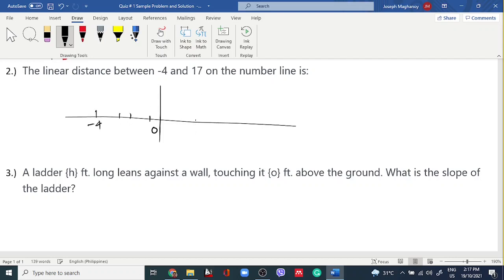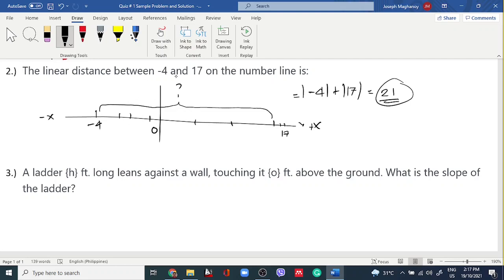And this is 17, this is 5, 10, 15, 16, 17. So this is 17. So that is positive x, and this is negative x. So that is your linear distance between these two points. That is equal to the absolute value of -4 plus 17, the absolute value of 17. So that is equal to 21 units. So that is the linear distance between the two. If you're going to count manually, that is equal to 21.